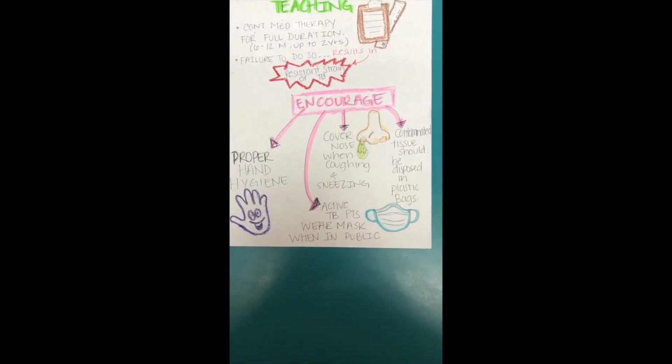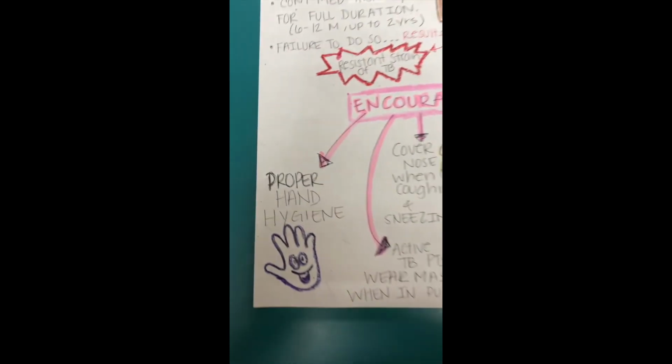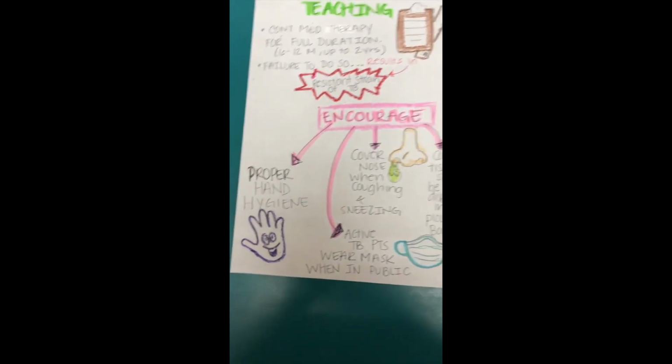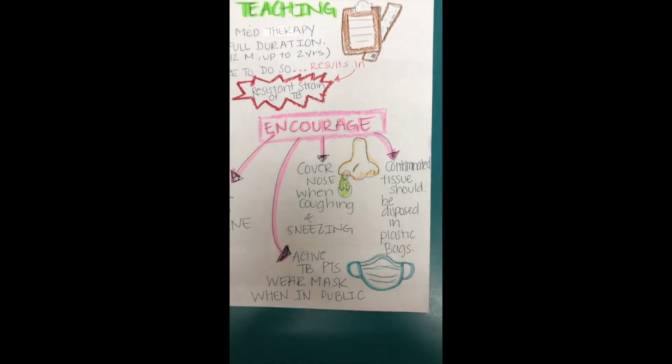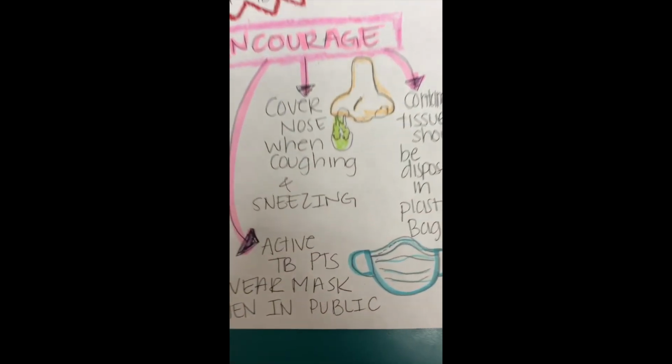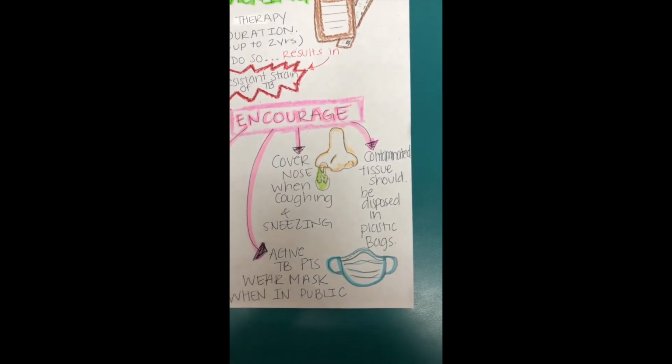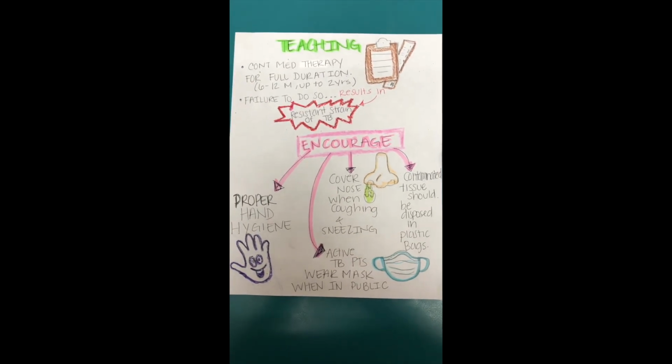So you want to encourage your patient to do proper hand hygiene. You want them to also cover their nose when they're coughing and sneezing. And for active TB patients, wear a mask when in public. And last but not least, contaminated tissue should be disposed in a plastic bag.